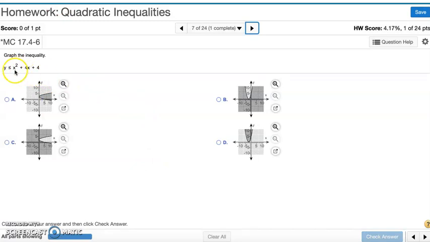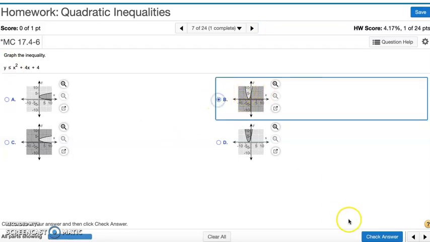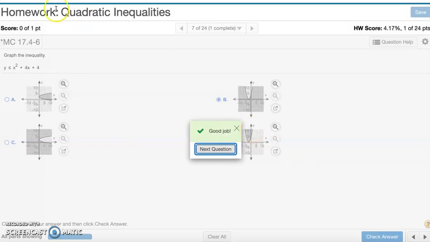Going to number 7. Looking at this one, it's positive, so it's going to be facing upwards, so either B or D. Less than means it's everything below it, whereas greater than would have been shading everything above it, so we're going to say B. And that's number 7.